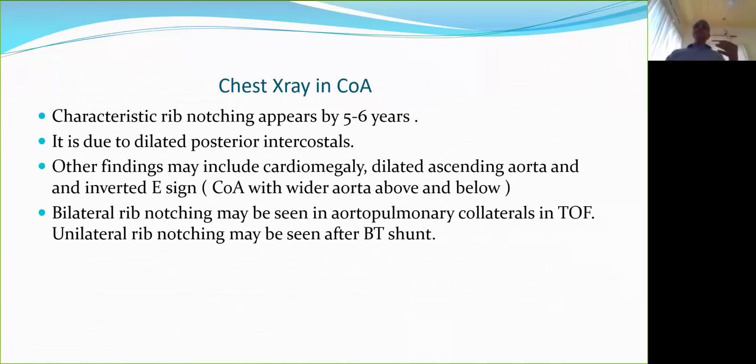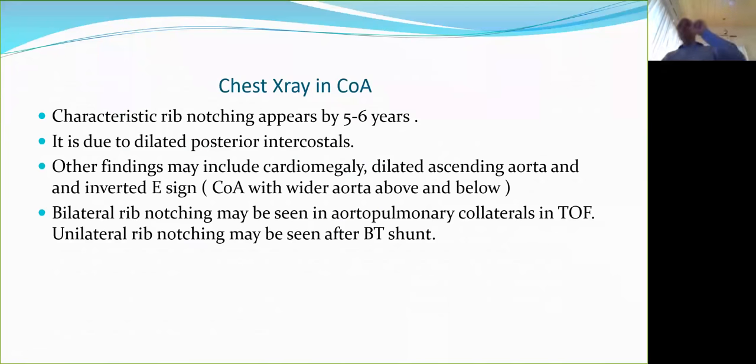In the chest X-ray, the characteristic rib notching would appear by 5 to 6 years. It's not in the neonate, but in the slightly older child that you see rib notching, because it takes some time to evolve. As I said, it's related to dilated posterior intercostals. The X-ray may also show cardiomegaly, a dilated ascending aorta, and an inverted E sign. This is because of the proximal part, the subclavian and the proximal descending aorta, then the constriction of the coarctation and the post-coarct dilatation, which gives you a 3 sign or an inverted E sign.